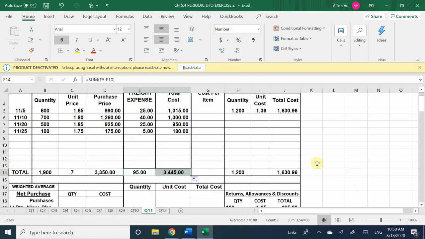Now you have the option. Do you want to solve for the average cost per item here, or do you want to wait till the end? Because we also have to deal with our beginning inventory as well.